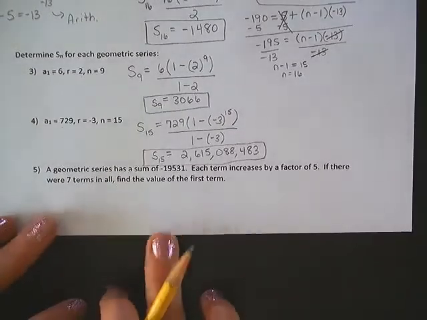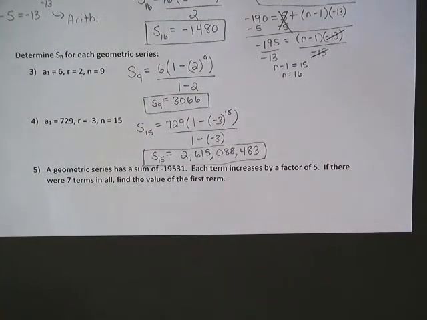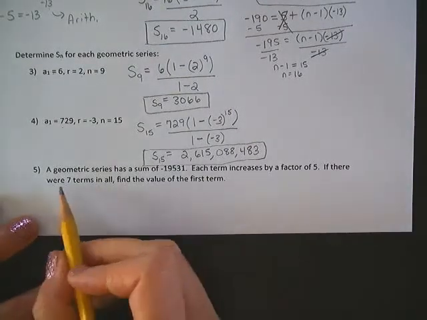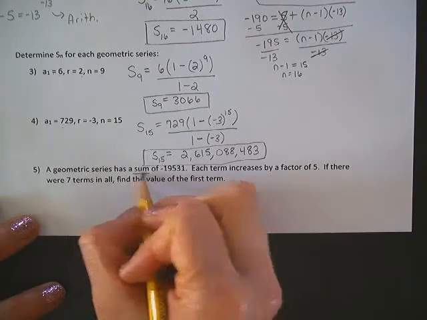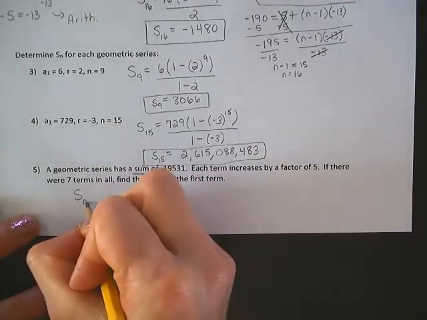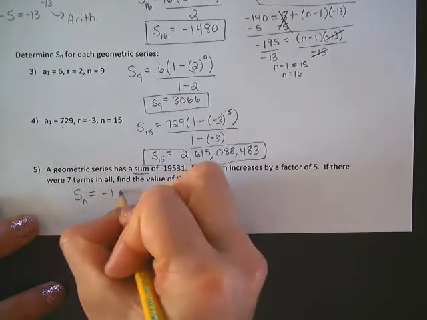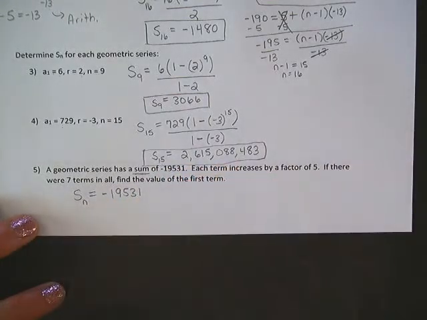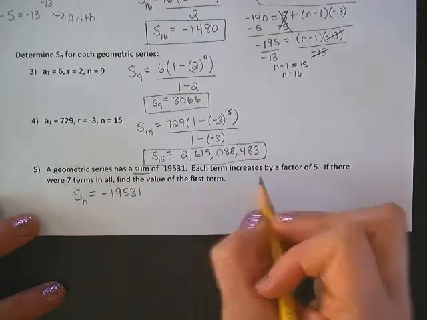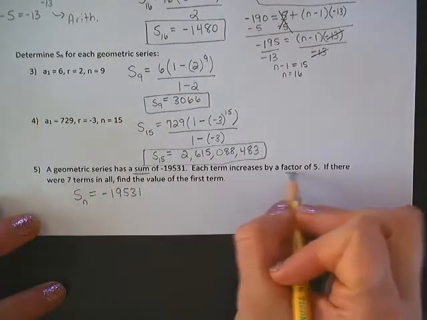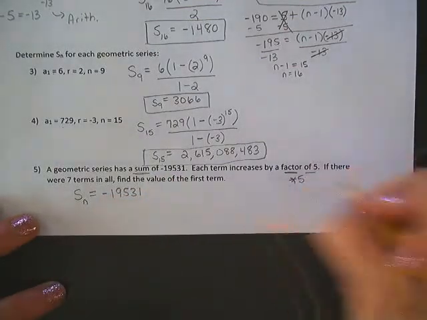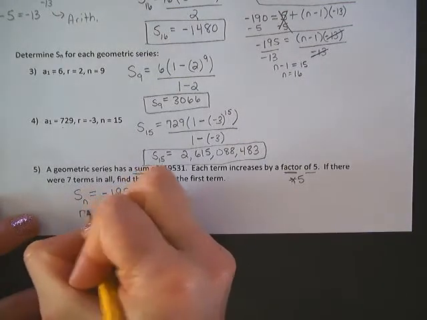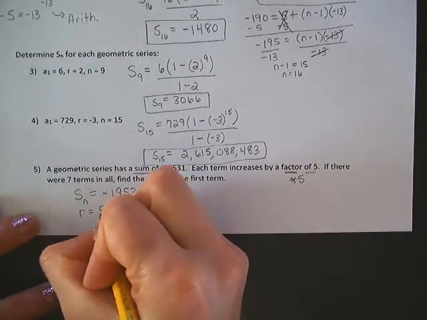So the last problem is kind of a little bit different because I wanted to give you one that gives you different information. So number 5 says a geometric series has a sum of that. So that means when they added it up, the sum of however many terms they added up actually ended up being that. So they gave you what it added to be, okay? And it says each term increases by a factor of 5. So when they say it's a factor of 5, that means they're technically multiplying by 5 to go from one term to the next. So that's actually your common ratio. So they told you that your common ratio is 5.